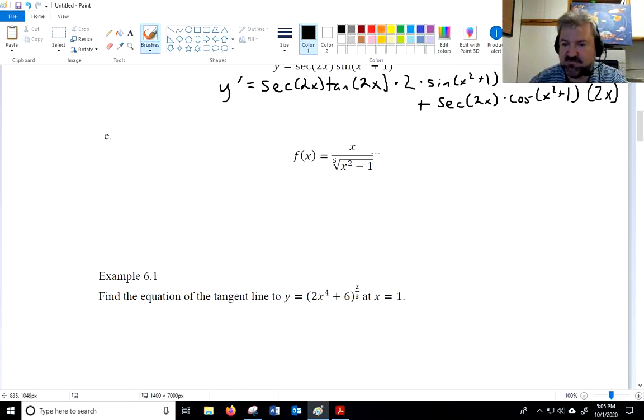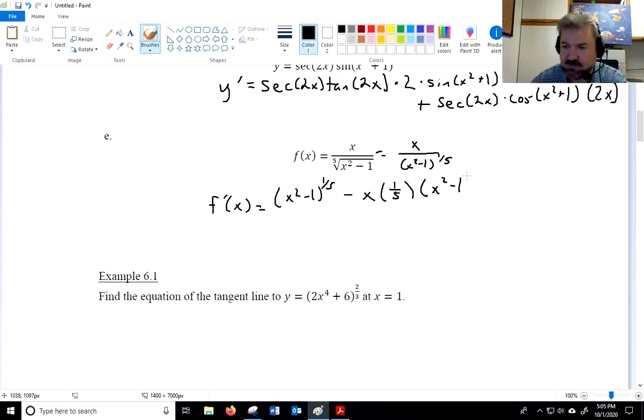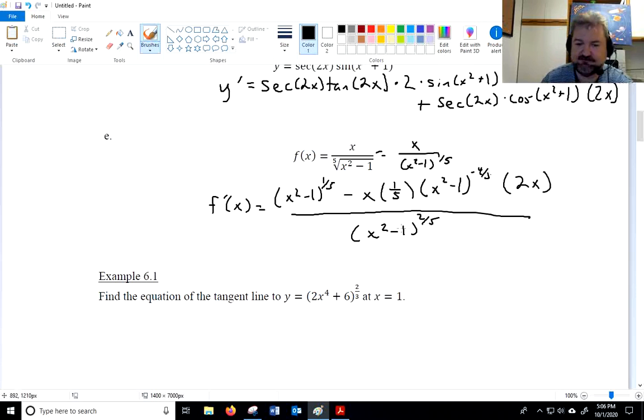All right, let's rewrite this as x over (x squared minus 1) to the 1/5. So f prime of x is equal to low d high, which is 1, minus high d low. Leave the inside alone. Then multiply by the derivative of the inside. All over low, low, which makes it to the 2/5.